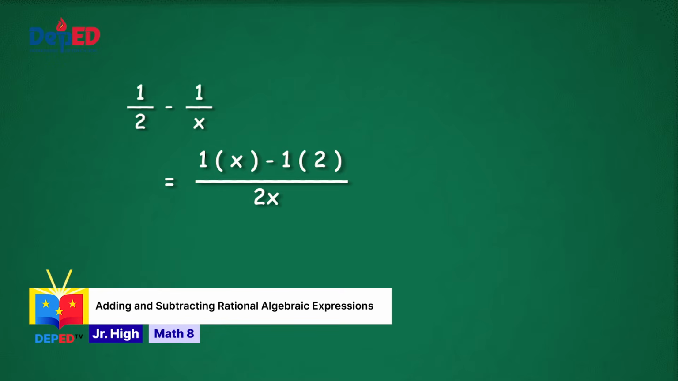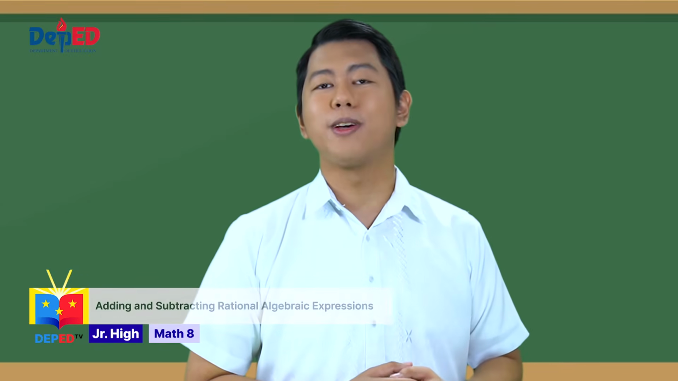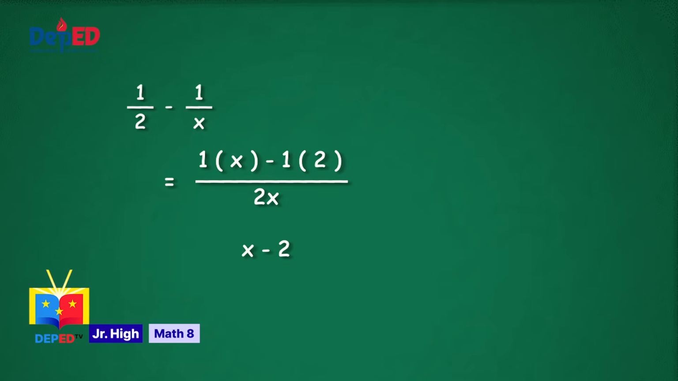What is the final answer? The rate of the water filling the tank when both pipe and drain are open is (x - 2)/(2x).